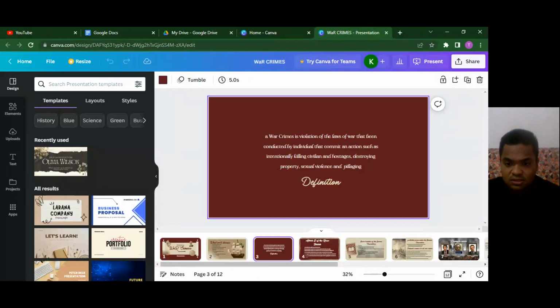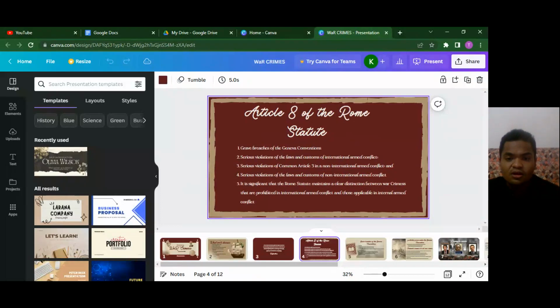What is a war crime? War crimes can be defined as a violation of the laws of war conducted by individuals that commit an action such as intentionally killing civilians and hostages, destroying property, sexual violence, and pillaging. Article 8 of the Rome Statute discusses war crimes.